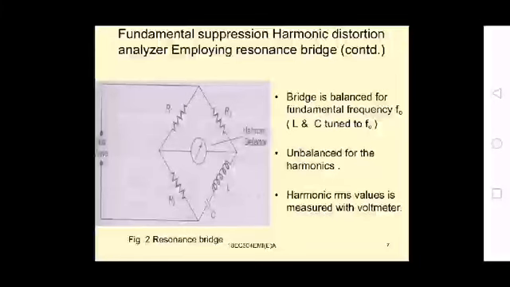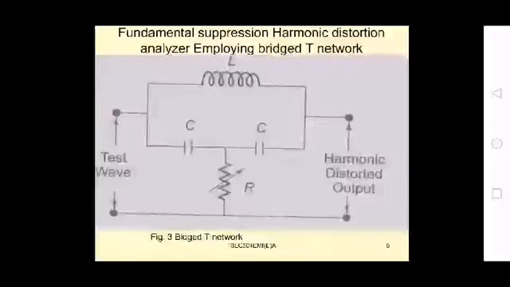So by changing the value of L and C, the bridge will be unbalanced. Then you are getting the harmonics. That harmonics RMS value is measured with the voltmeter by using this harmonic detector.